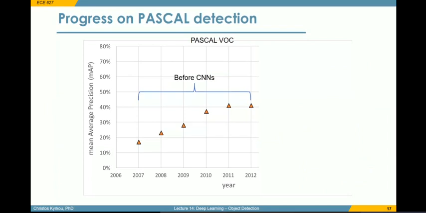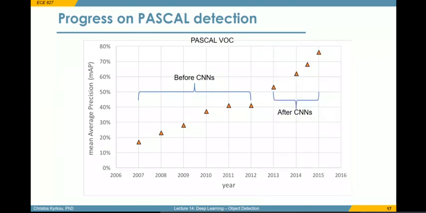Since people started to use convolutional neural networks and develop detection algorithms using them, if we look at the VOC benchmark, performance has started to go up again. And in fact, we can see that it almost doubled compared to the previous best methods.